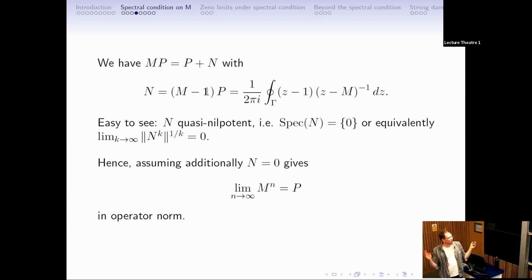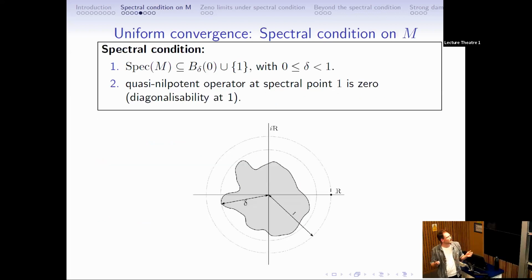Now I'm just hunting for some assumptions such that M to the n converges. So I can say, why not just pick N equal to 0? Then surely, by what I've said before, M to the power n converges to P. So this is a sufficient condition for convergence in operator norm, and this is exactly what I take as my spectral condition. I have a spectral gap, and I have the quasi-nilpotent operator at the spectral point 1 being 0. So I have some kind of diagonalizability.